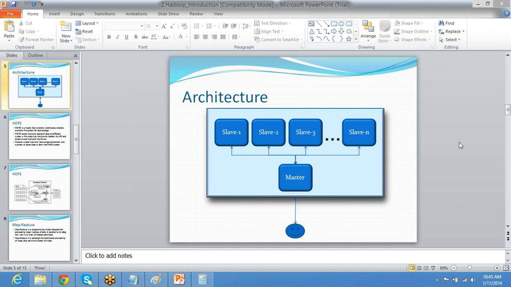We will come to that also, but for the time being, HDFS is the storage layer. In HDFS you store the data, and with the help of MapReduce you process the data that is stored inside HDFS. Exactly. Clear?